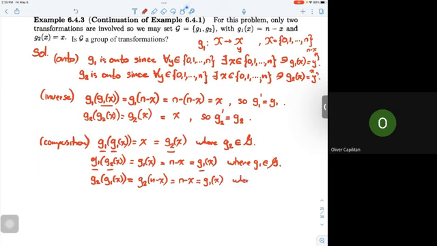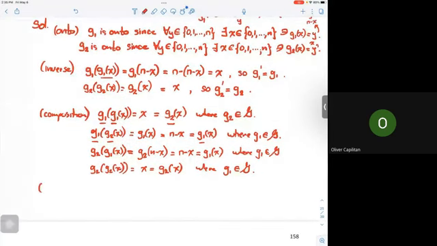Again, your G1 is an element of script G. G2 of G2 of X, alam na natin yan sa itaas, equals X. So yung X natin is G2 of X. Again, totoo na yung composition ng mga functions will lead to a function which is also in script G. So composition property is satisfied.